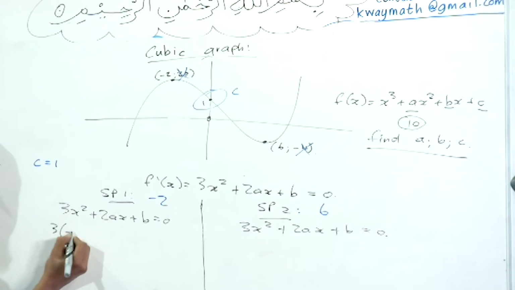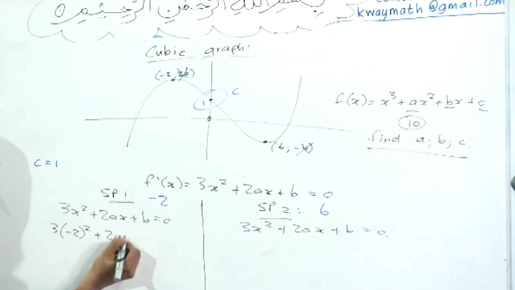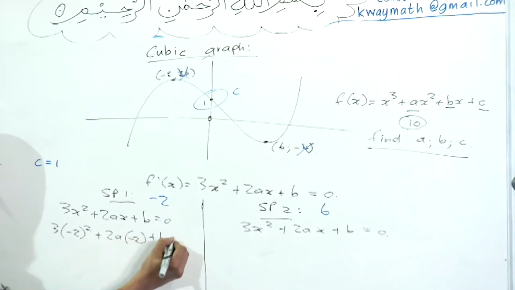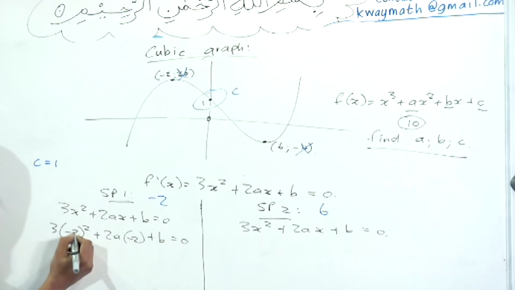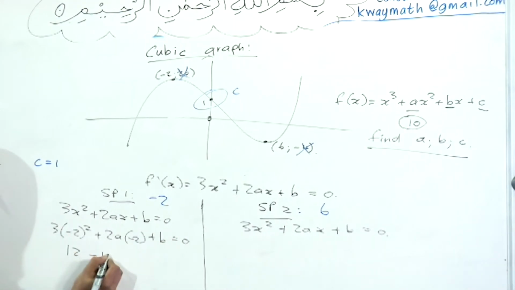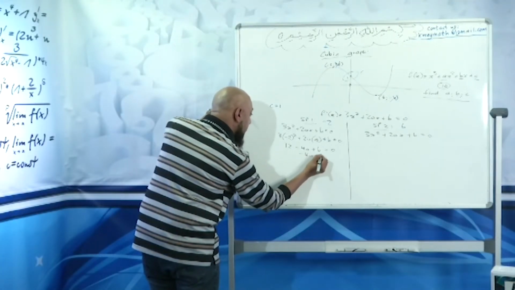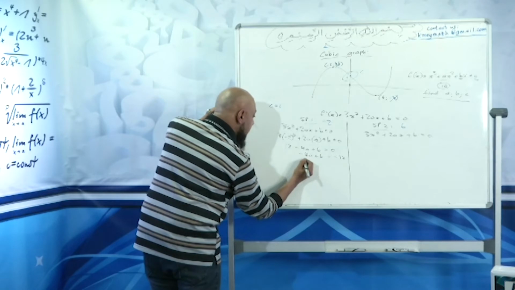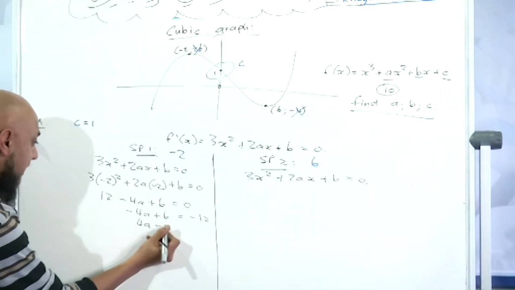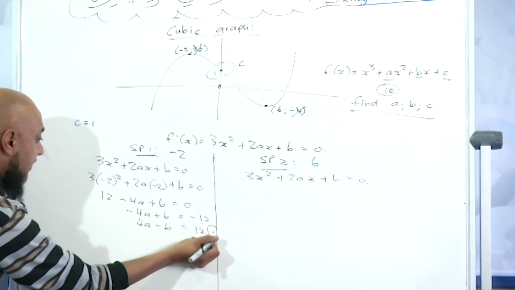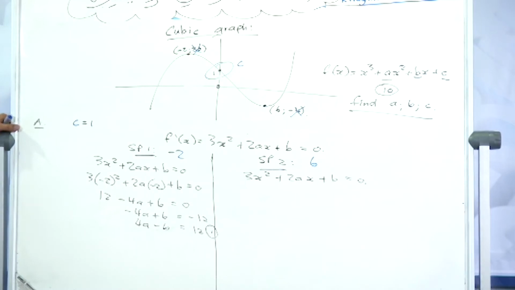So we got 3 into negative 2 squared plus 2a into negative 2 plus b is equal to 0. So this is 4 times 3 is 12 minus 4a plus b equals 0. Minus 4a plus b is equal to minus 12. Divide by negative: 4a minus b is equal to 12. We call that equation number 1.